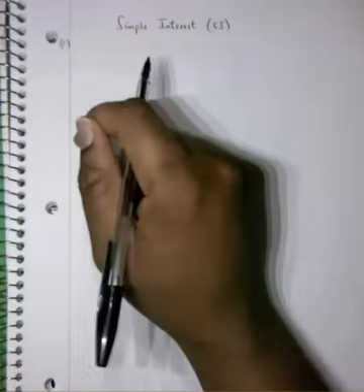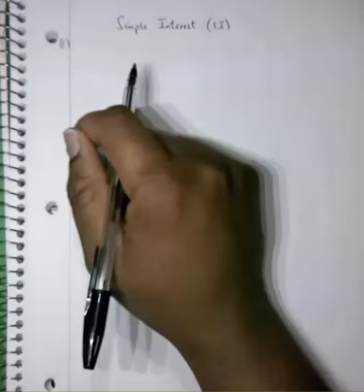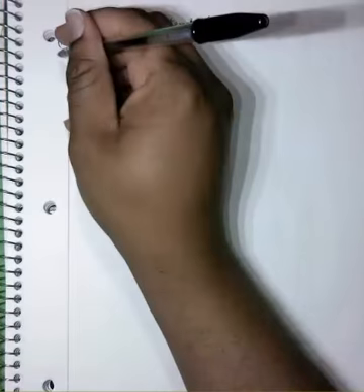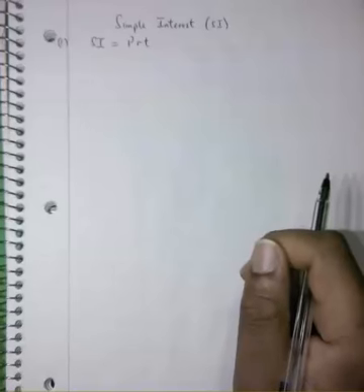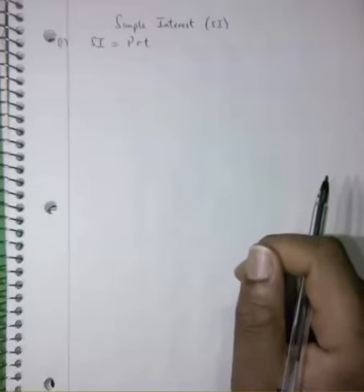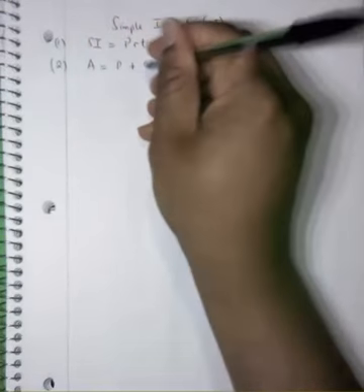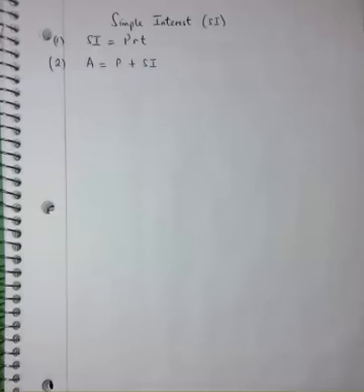Let's write all the formulas that we might need. The first formula we probably need is that the simple interest is principal times rate times time. Later on, we will write what they mean. The second one, we have that the amount is the principal plus simple interest.